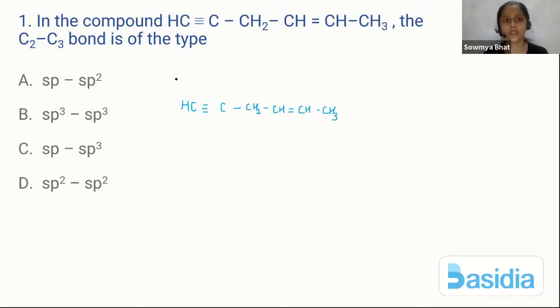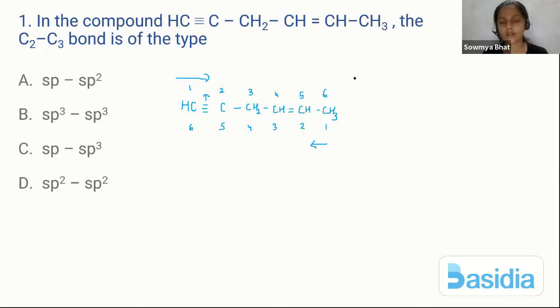Now, you can number it from this side. You can number even from this side. But when you number the organic compound, you should see the functional group. Here, the functional group is a triple bond. This is a functional group, and this should get a minimum number. If you are going to number from this side, this is 1, 2, 3, 4, 5, 6. And if you're going to number from this side, it would be 1, 2, 3, 4, 5, 6.